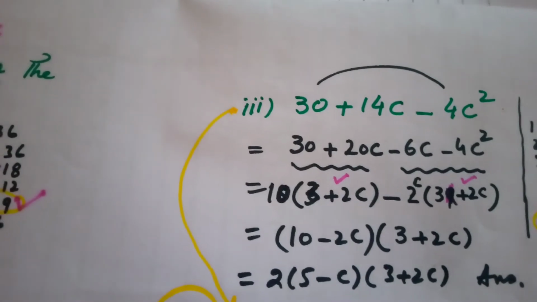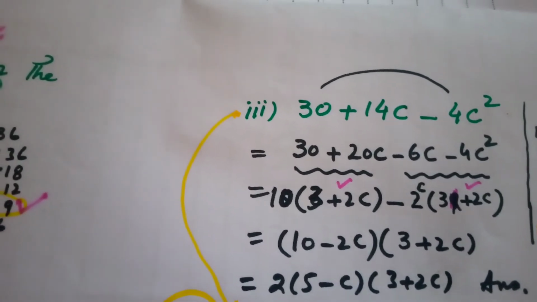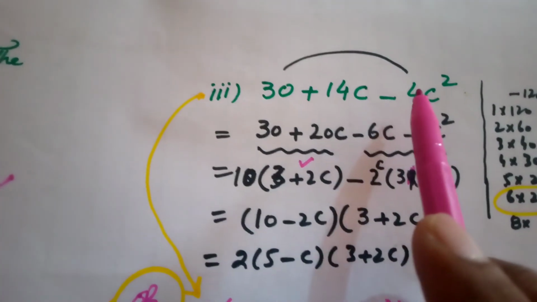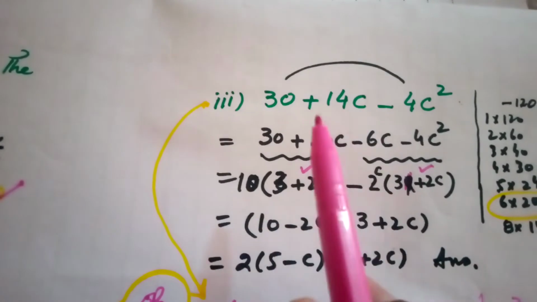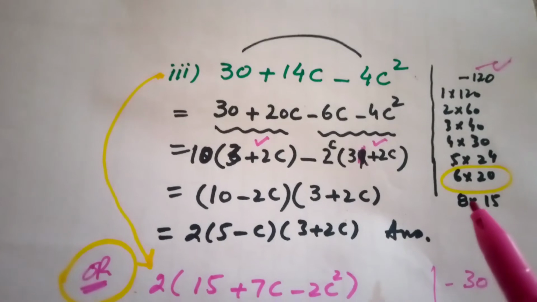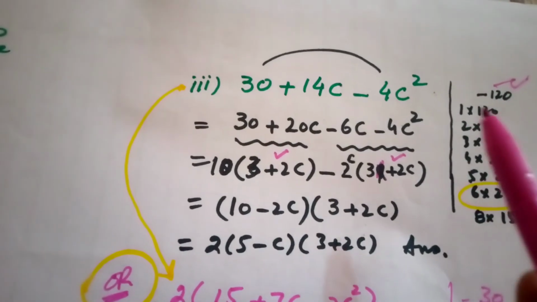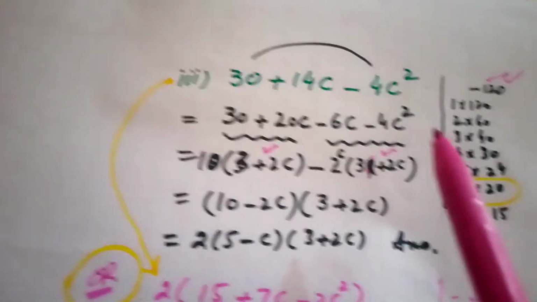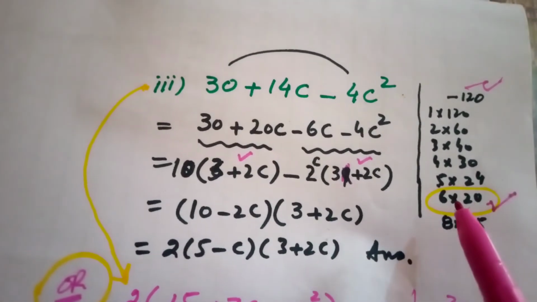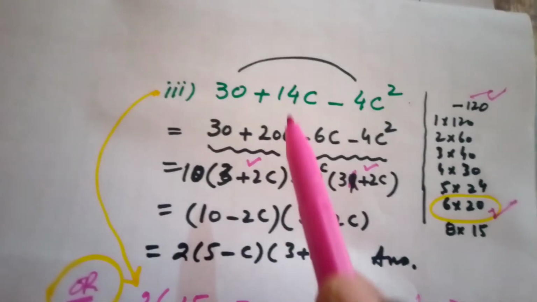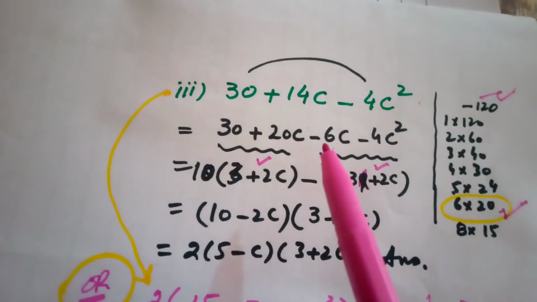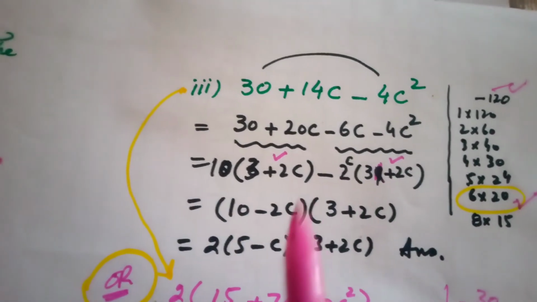Okay students, the third one is 30 plus 14c minus 4c square. Then you have to factorize this one. The same pattern, you will first multiply 4 with 30, that will give you negative 120, and you may take the pairs of this one. So you have to check which is the appropriate one. So this is 6 and 20. These are two numbers which, when you add or subtract, give you 14, and the product of these two numbers will be 120. Okay, and the solution is given to you.